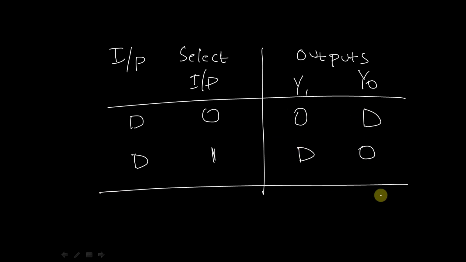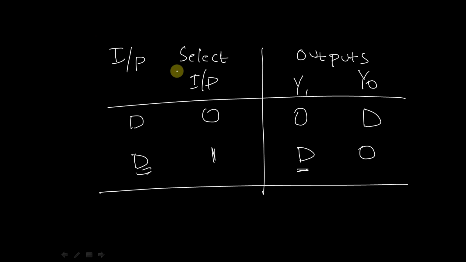So this is how a demux works. Depending upon the select input, if the select input is 0, then the input appears at the output y0, and if the select input is 1, then the input is reflected at the output pin y1. Depending upon the select line only, the demultiplexer works, and the other output will simply be equal to 0.